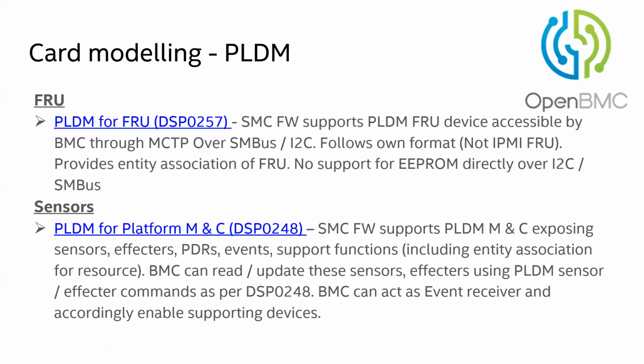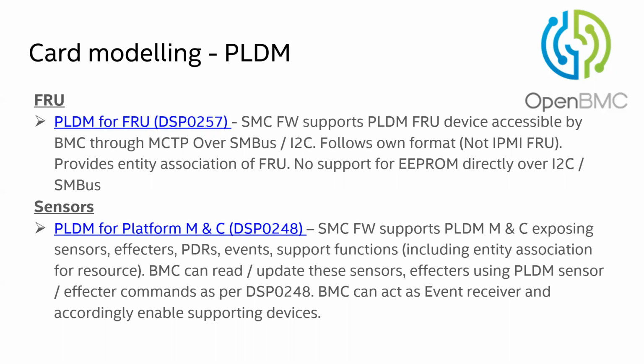So for example, if we have a controller, and there is a temperature sensor inside that controller, then using the entity association we will be able to say that this temperature sensor is inside the controller, whereas there is an ambient or inlet temperature sensor which is outside the controller, and this is a part of the add-in card system. Those kinds of things are still possible, and the platform monitoring and control specification covers all of them.